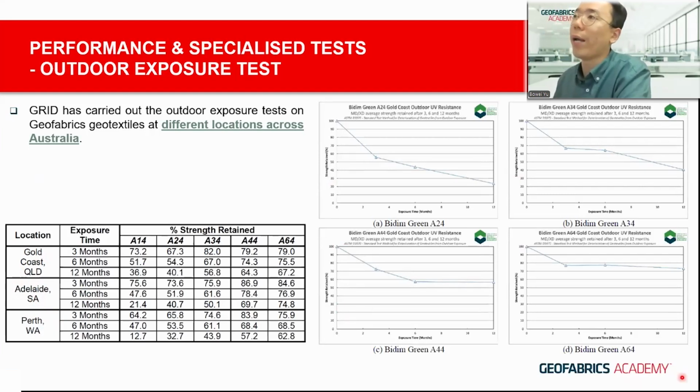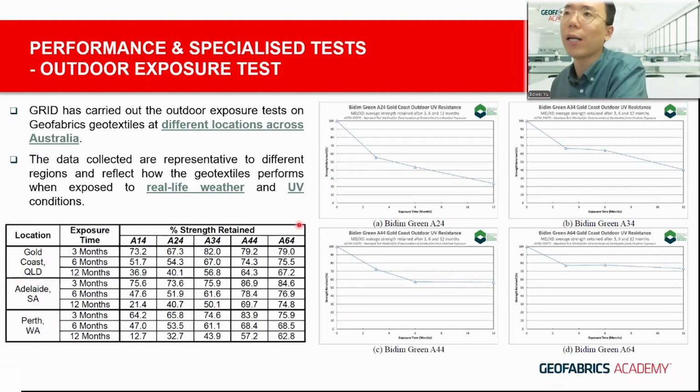And on the right-hand side is an example that we did last year on our different grades of the bidim products and how they perform when exposed to a 1-year outdoor UV exposure here at Gold Coast. And these data collected are really representative of different regions here in Australia and reflect how the geotextile performs when exposed to the real-life weather and UV conditions.